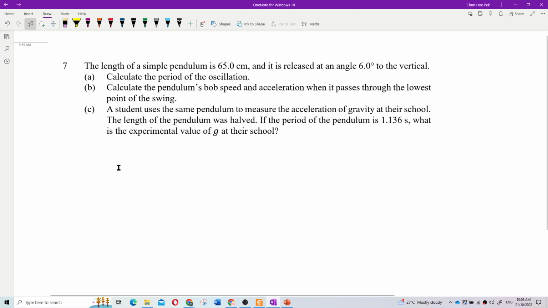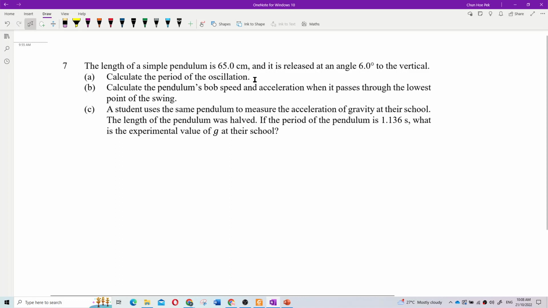Okay, now the length of a simple pendulum is 65 centimeter, and it is released at an angle 6 degrees to the vertical. Calculate the period of oscillation.